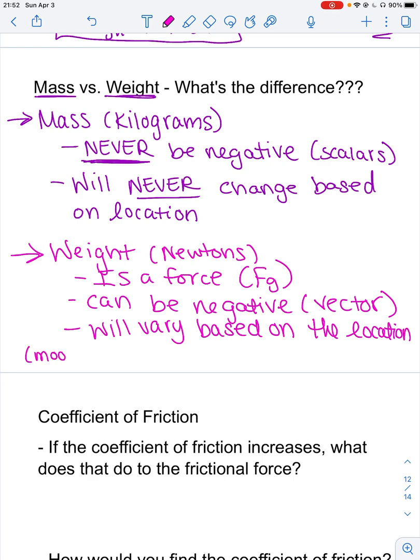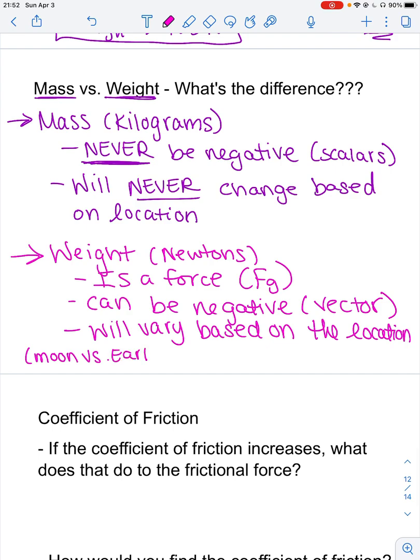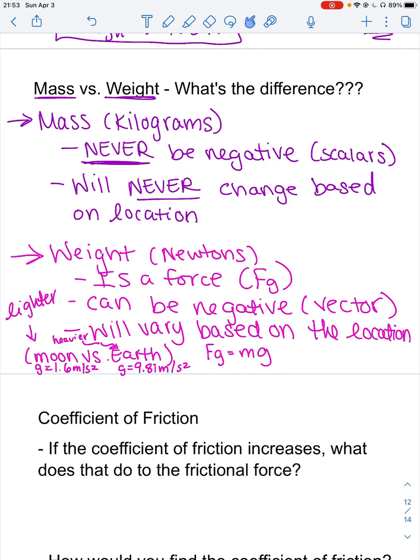So think of moon versus Earth. How we acquire weight is we do Fg equals mg. So g on the moon is 1.6 meters per second squared, whereas g on Earth is 9.81 meters per second squared. I'm obviously going to be a lot heavier on Earth than I would be on the moon. So on the moon, I'll be lighter, and then on Earth, I would be heavier. Okay? So mass won't change, weight will change. Weight is a force, mass clearly is not. Mass has units of kilograms, and weight has the units of newtons.